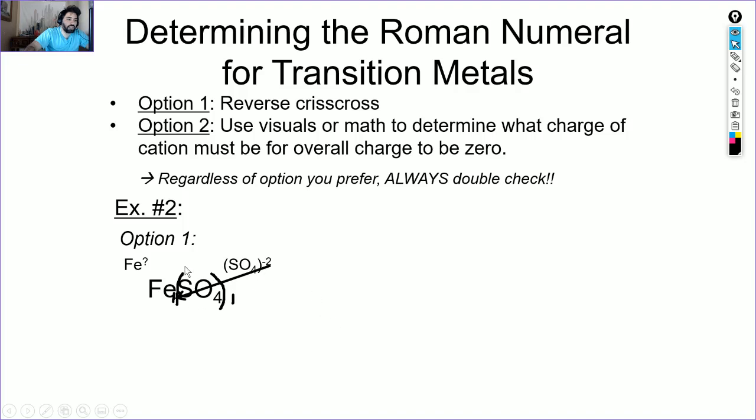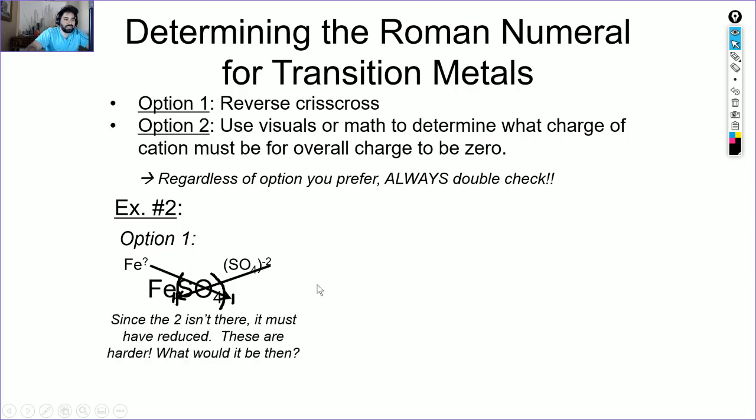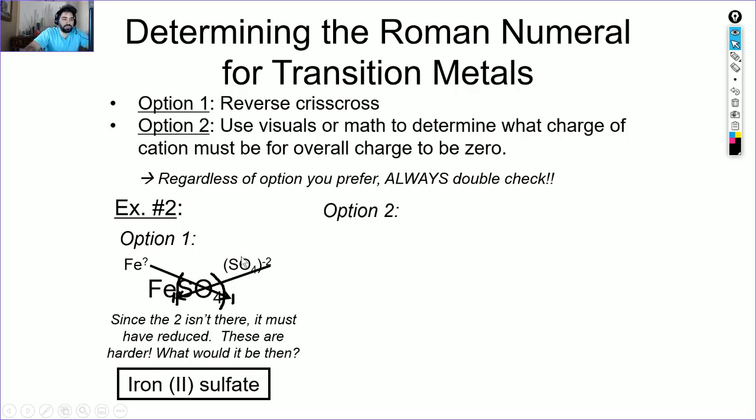The 2 would go here. You see that that does not match up, so that's why the reverse crisscross method in this case just doesn't work. So I wouldn't even use the reverse crisscross method for this example. I would use this method, option 2.